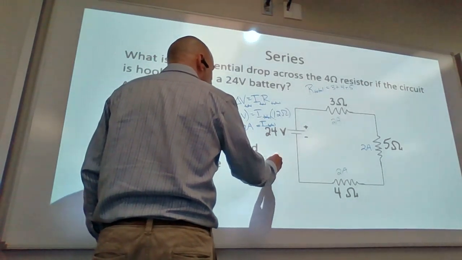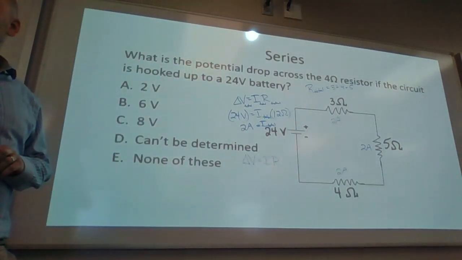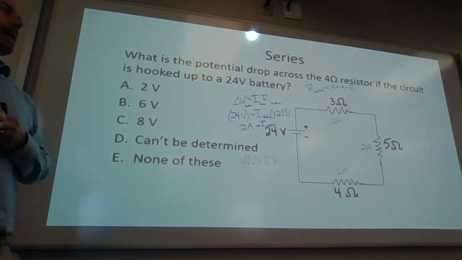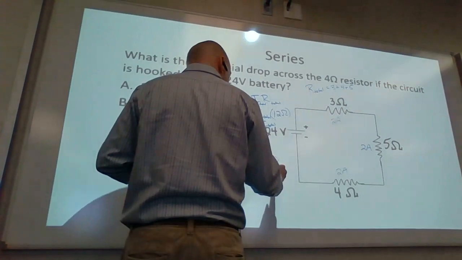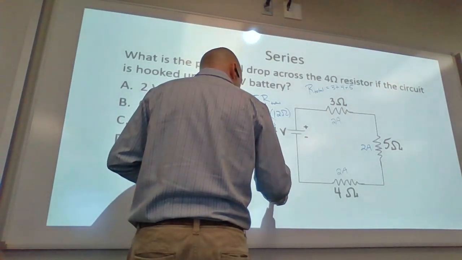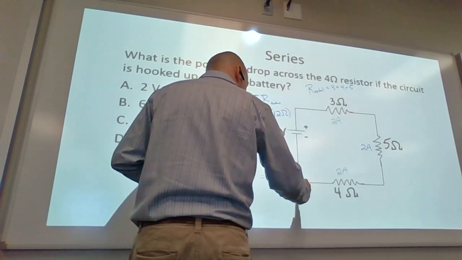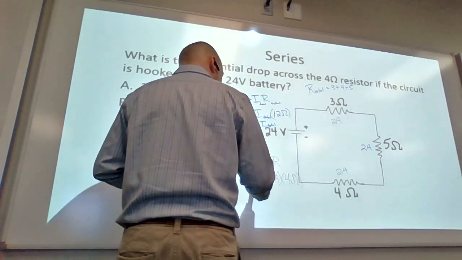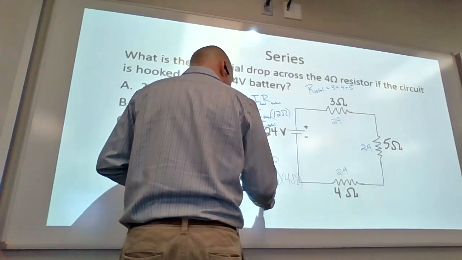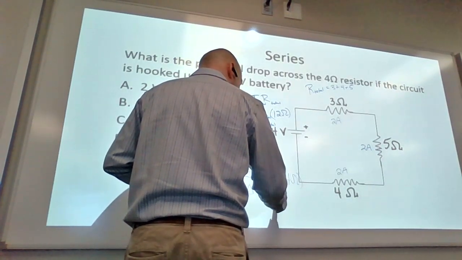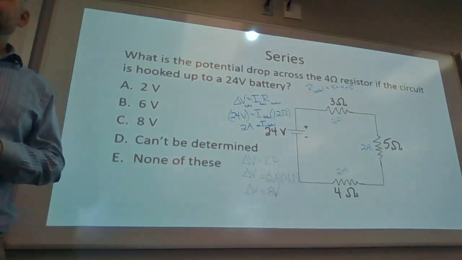Okay, so here's the deal. We're going to employ Ohm's law again. Now, we can employ this. So we know this is 2 amps. We have a 4 ohm resistor. We're looking for the potential drop or the voltage drop. So we find this to be equal to 8 volts. Correct answer is cats.